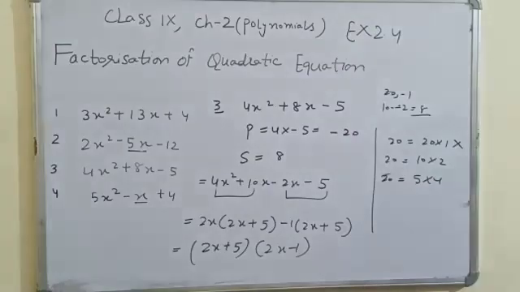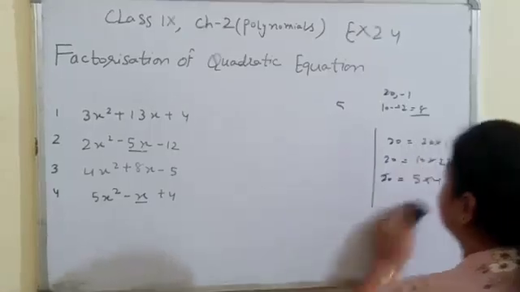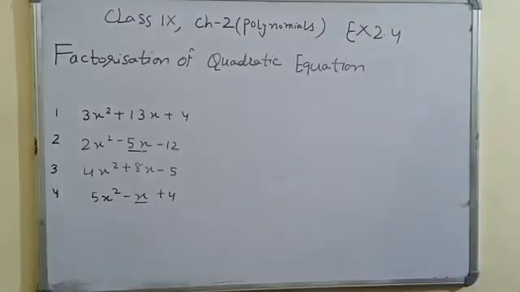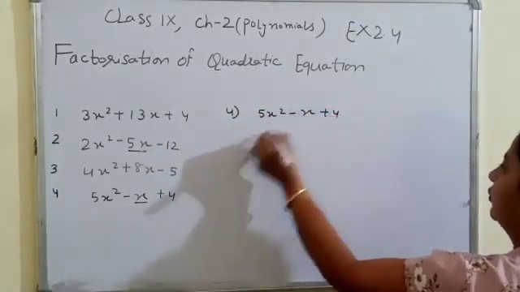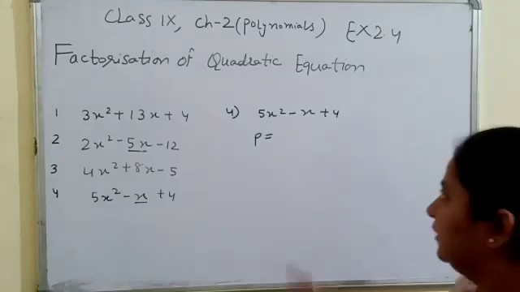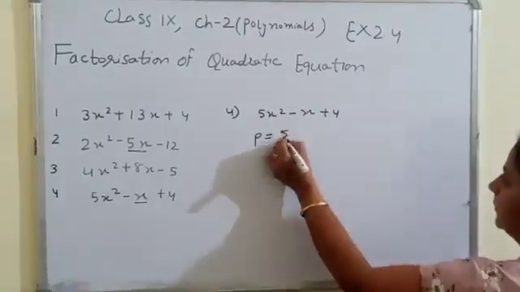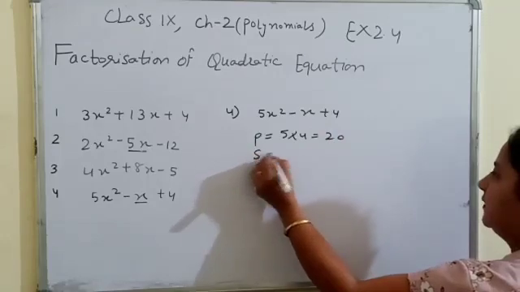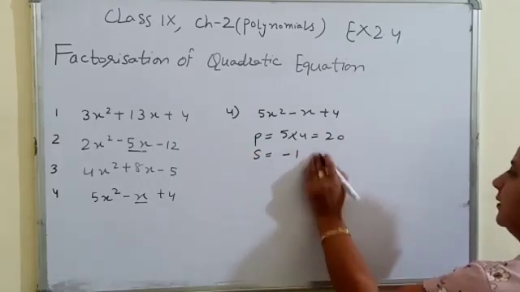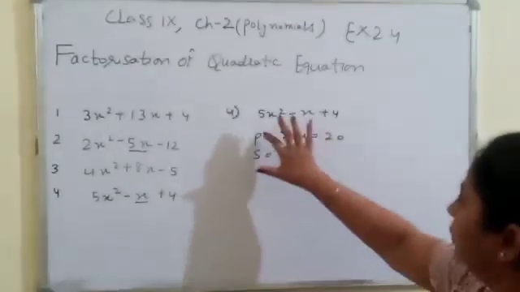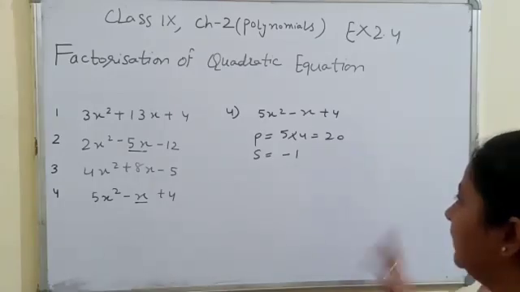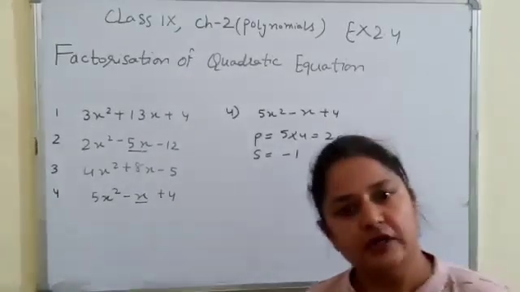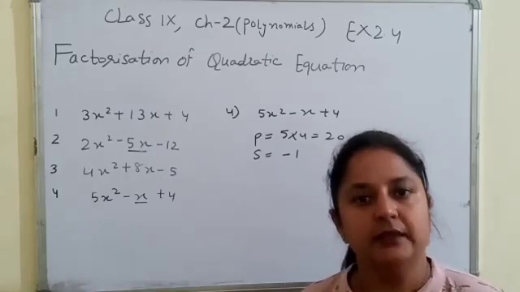Let's see here. Five x square minus x plus 4. Yes, beta. First and last number, that is 5 into 4, this is 20. Both are positive and their sum is minus 1. You can see here we have to do the product. When we have done the product of the first and last number, the result is 20 and their sum is minus 1. It means we have to split the 20 into two parts so that their product is positive.